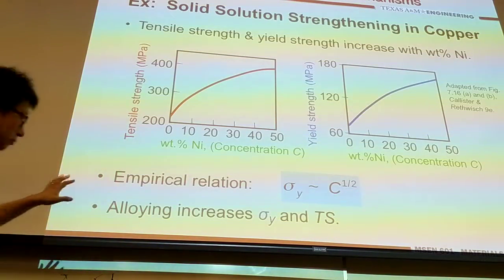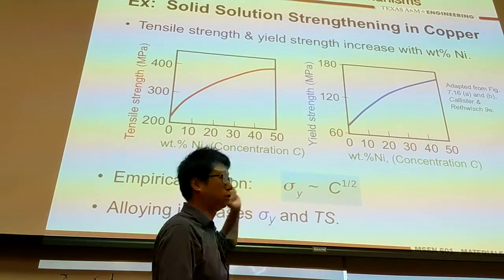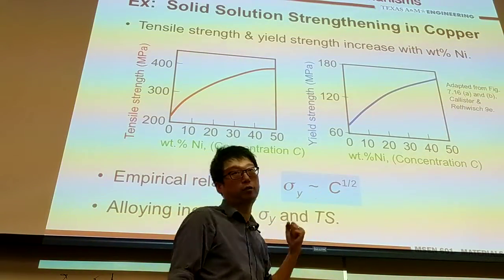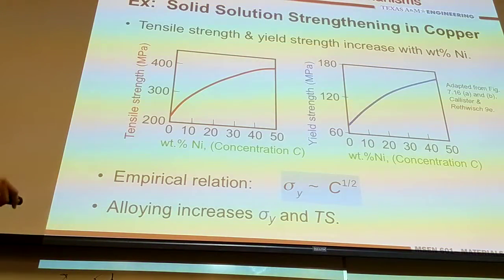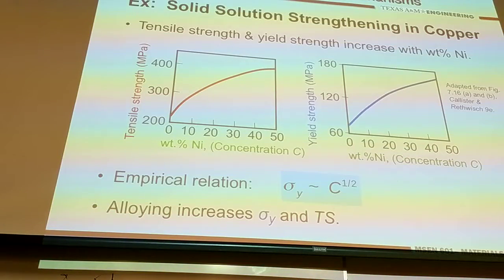Here is one example. Like the previous case, for the Hall-Petch equation, you can also have an empirical equation like the following: yield strength is roughly proportional to the square root of concentration, which means if you mix in a solid solution, the yield strength can be enhanced. At the same time, if you look at tensile strength versus the concentration of nickel put into copper, the tensile strength is enhanced.